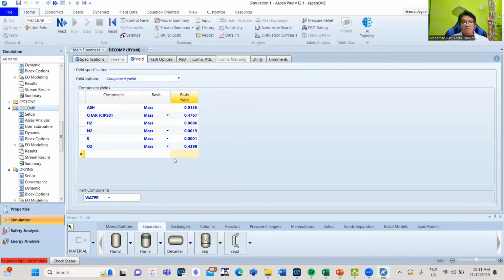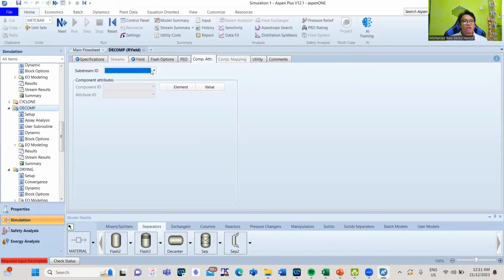Okay, now that you have specified this, in the R yield block to simulate breakdown of the dry biomass, you will produce another non-conventional component, which is ash. Now you have to specify the ash component attributes. Click component attributes, go to substream class, non-conventional, because you're going to produce ash as a non-conventional component. And the ID should be ash. You don't have to specify wet and dry biomass because these were already defined before.